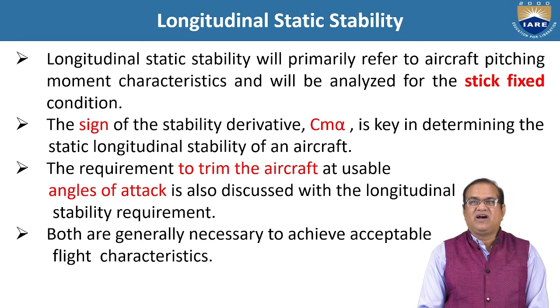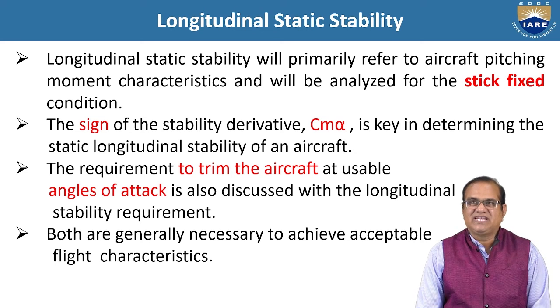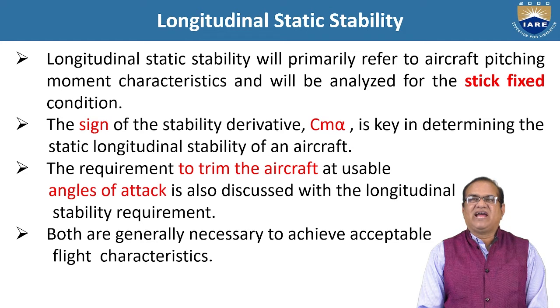So this Cm alpha is the variation of the coefficient of moment with the variation of angle of attack. This parameter is one of the most important parameters, and by this we have to understand whether the system is stable, unstable or neutrally stable. The requirement to trim the aircraft at a usable angle of attack is also discussed with the longitudinal stability requirement.